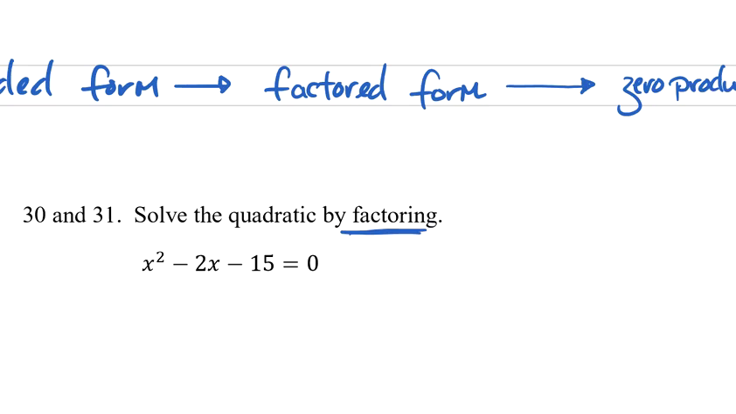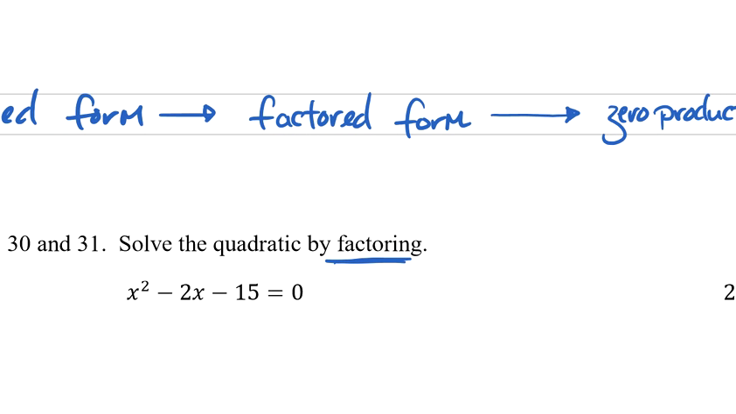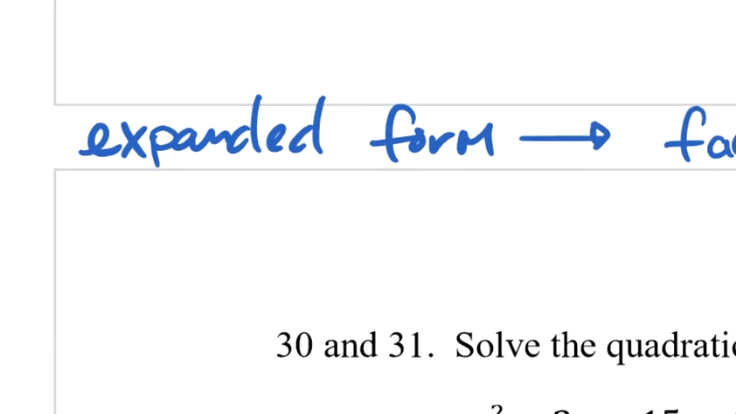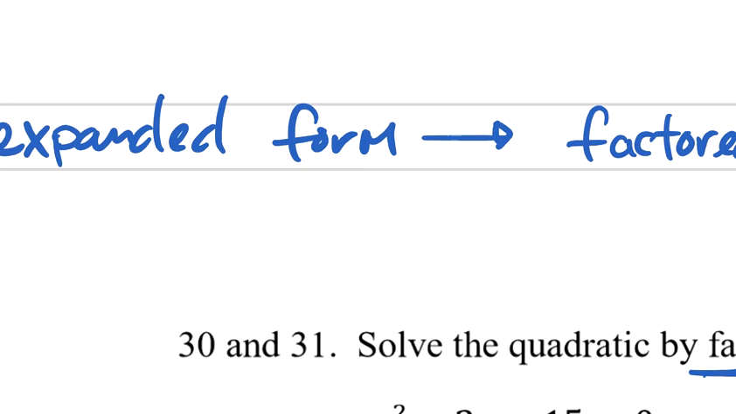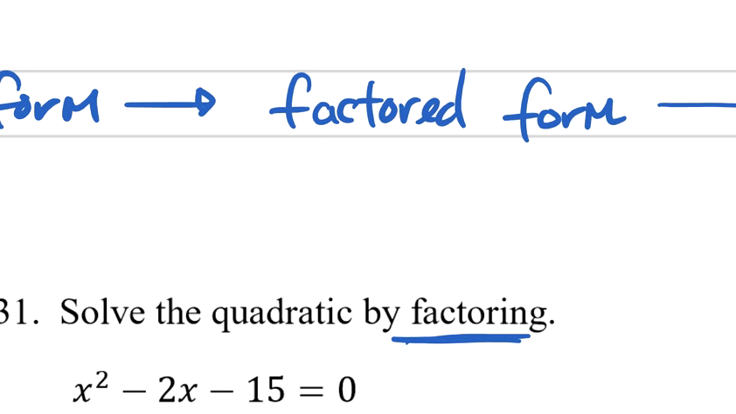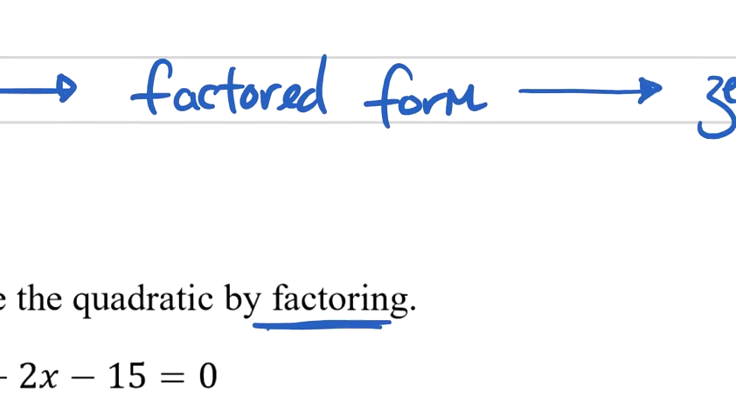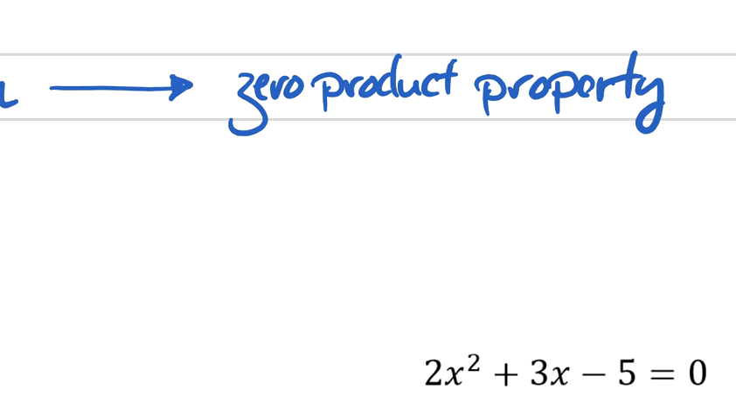In general, what we do is this quadratic right now is written in what we call expanded form, and in order to solve it, we're going to convert it into the factored form. And then once it's in the factored form, we use the zero product property.